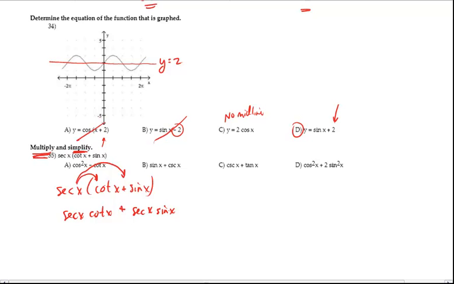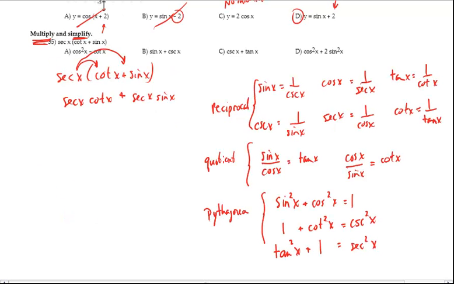I'm going to pause it, I'll write it, and then I'll start the video up again so you can see those 11 identities. Okay, I'm back, and I wrote the identities right here on the side. So you see the reciprocal, the quotient, and the Pythagorean. If you need to write them down, pause the video so you can jot them down on your note card.